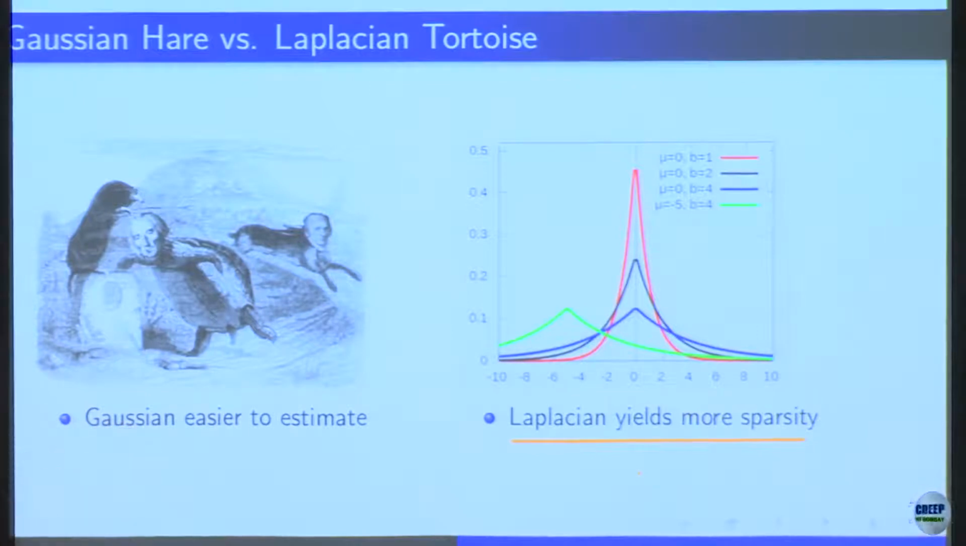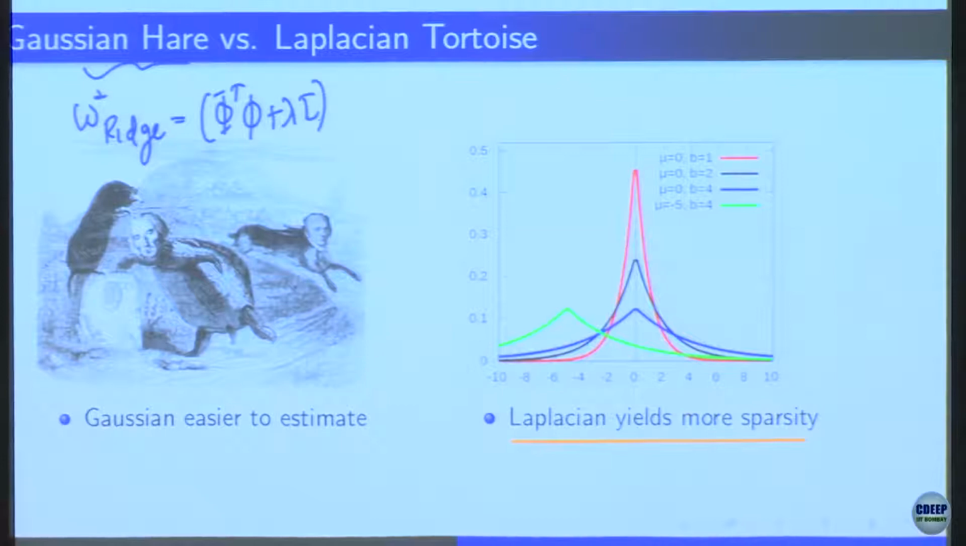Okay, we called the Gaussian the hare because it lends itself to a closed form solution. Ridge regression estimate, that is phi transpose phi plus lambda I inverse phi transpose y. Okay, but Laplacian is a tortoise because there is no closed form solution.